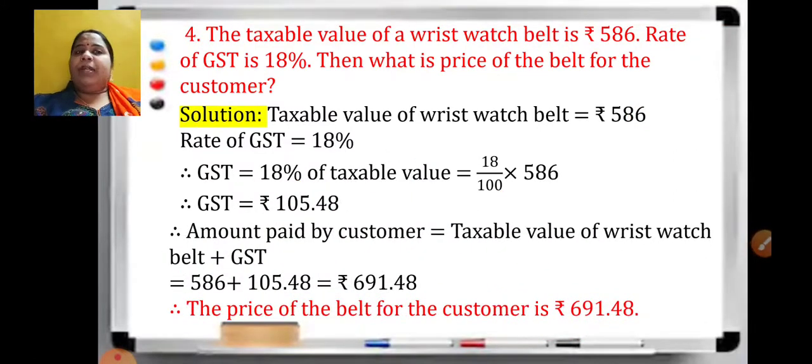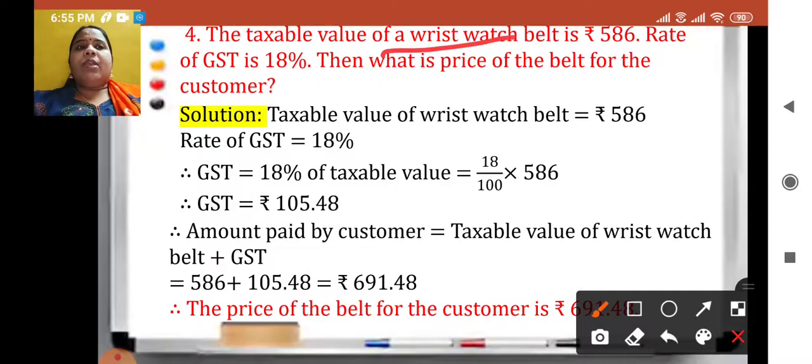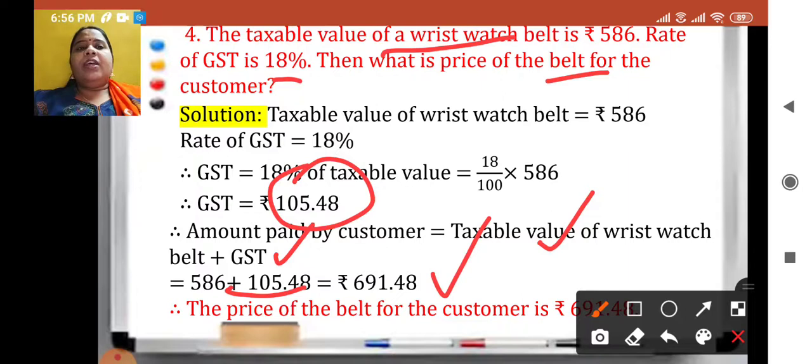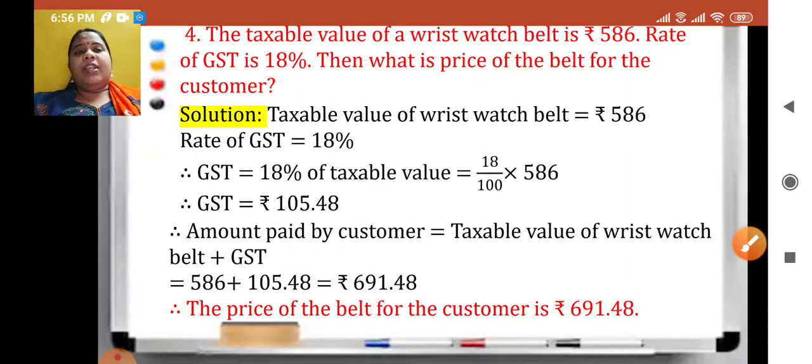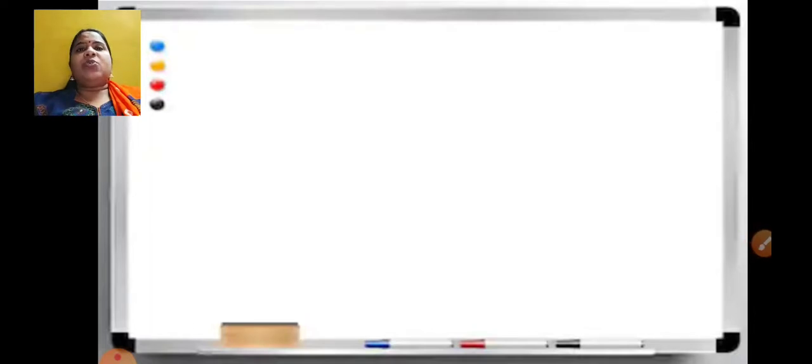Okay. So the amount paid by the customer will be the taxable value of the belt, that you do not forget, that is 586, and the GST amount we have calculated as 105.48. So when I add it, I get 691.48. I hope this sum is clear. See, the taxable amount was given, the rate of GST was given. So with the taxable amount and rate, we can find out the GST to be paid. Now what is the price of the belt for the customer? For that, the price of the belt should be there plus the GST amount. That is the reason we are adding it. So what we get is 691.48. I hope you have understood that.